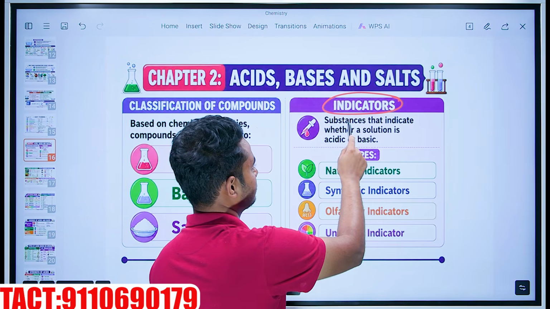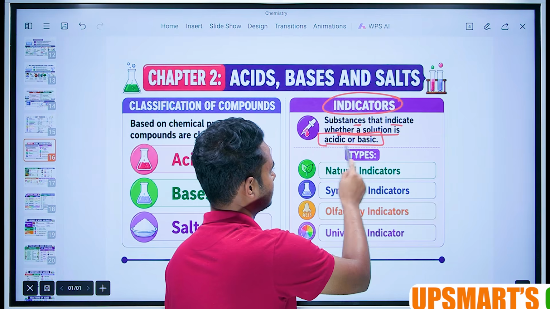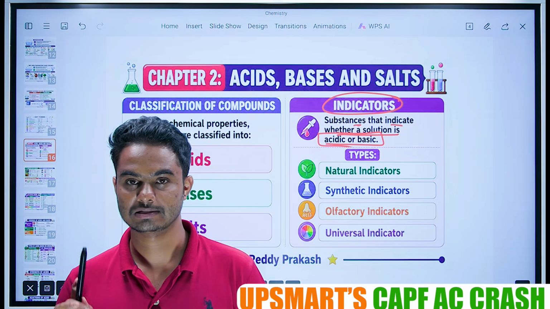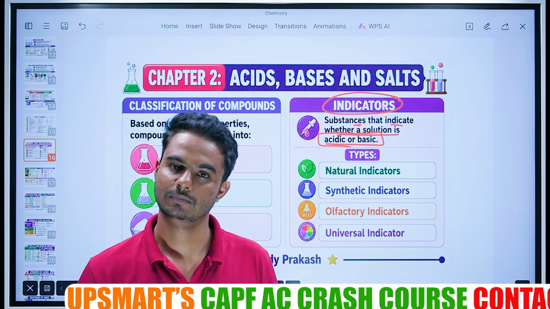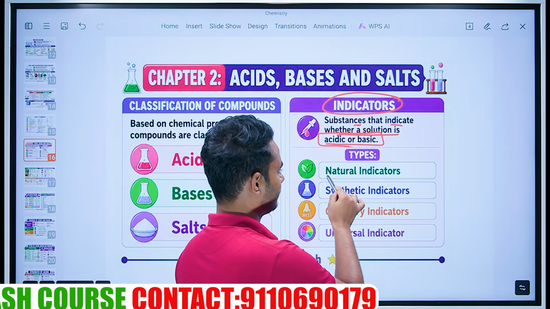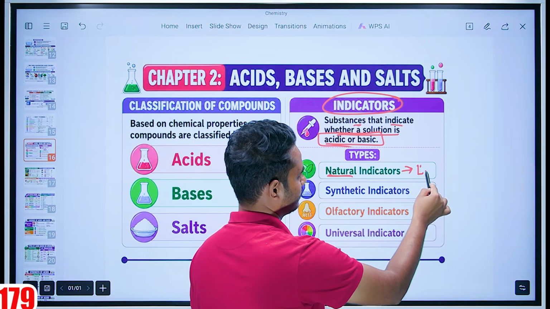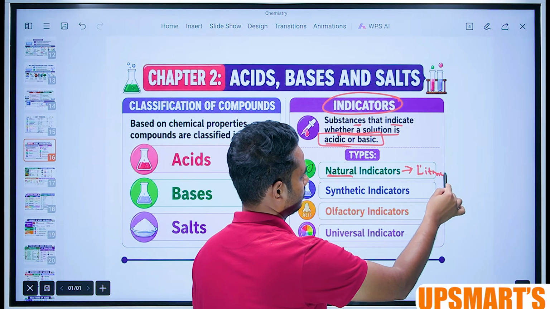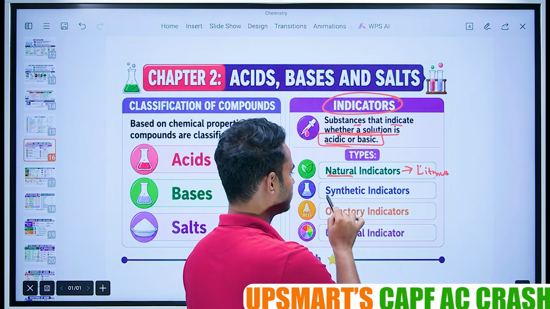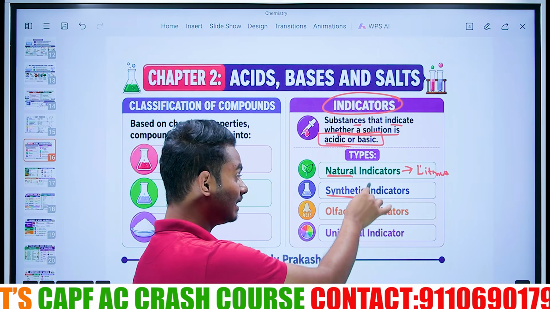Indicators are substances that indicate whether a solution is acidic or basic. They indicate very easily whether a substance is acidic or basic. Those are called indicators. If you see, they can be natural indicators like litmus or lichens, or synthetic or artificial indicators. We'll study the examples. These are very important.